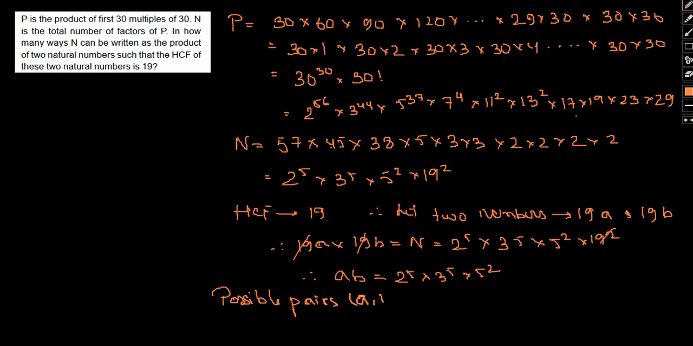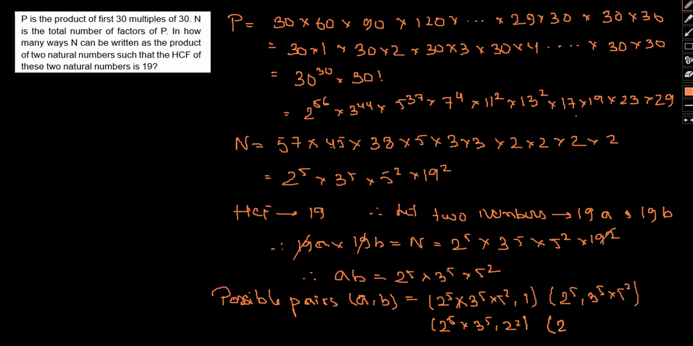for A comma B, we can actually get pairs like 2 to the power 5 into 3 to the power 5 into 5 square comma 1. Okay, 2 to the power 5 comma 3 to the power 5 into 5 square. Subsequently we can have something like 2 to the power 5 into 3 to the power 5 comma 5 square, and again 2 to the power 5 into 5 square comma 3 to the power 5. So we have these four pairs.